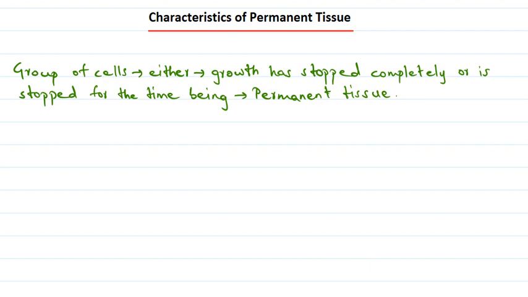So what happens? Some cells derived from the meristematic tissue lose the ability to divide and take up a specific role. So these cells form permanent tissues. The developmental process by which cells derived from the meristematic tissue transform into permanent tissue is called differentiation, which we had learnt in our previous video as well.